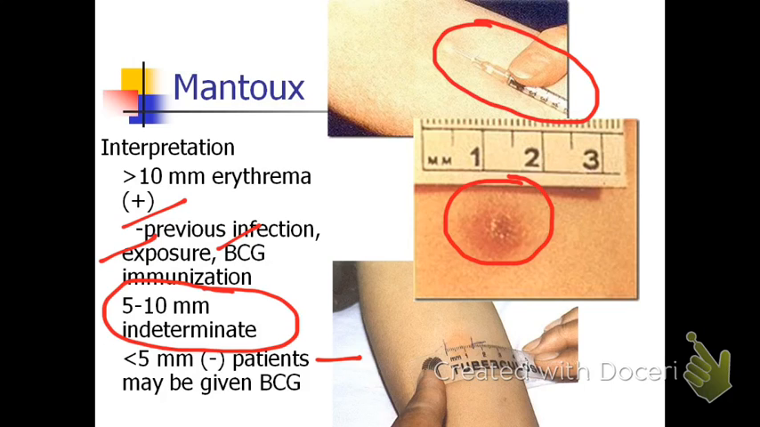Again, the Mantoux test or tuberculin testing employs the type 4 hypersensitivity reaction. Type 4 hypersensitivity reaction is the delayed type hypersensitivity reaction, which involves cell-mediated immunity. So, unlike humoral immunity, when you say cell-mediated immunity, there would be no immunoglobulin involved here.